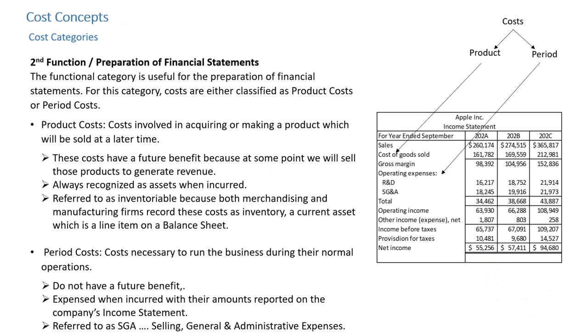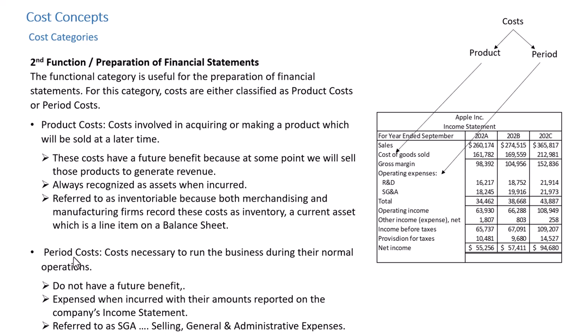The second cost category is by function. The functional category is useful for the preparation of financial statements. For this category, costs are either classified as product costs or period costs. Now, these two categories are extremely important for you to understand.